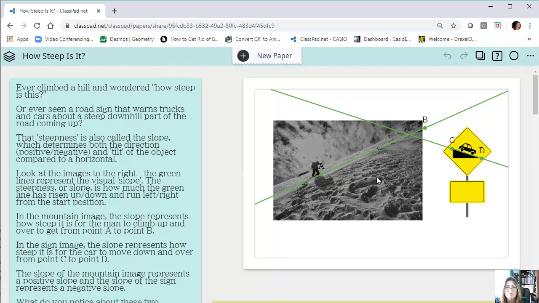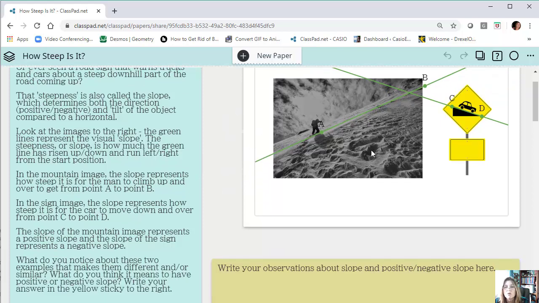And then this introduces that this is a positive slope. He's going up and over, and this is a negative slope, and so they're going down and over. So what's the difference? The first part is just what is slope? How does it connect to the real world? Write down your observations. Here's some questions to think about. What's the difference between positive and negative? Those types of things. So they're just getting a sense of what slope is.